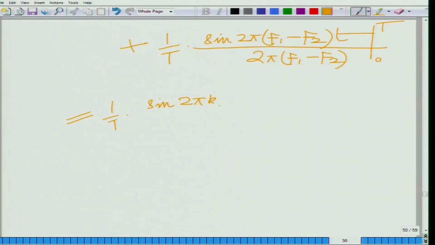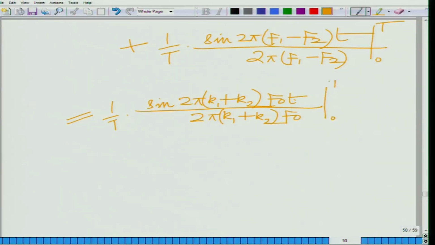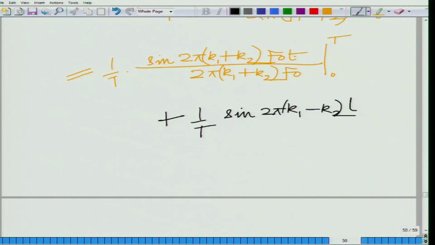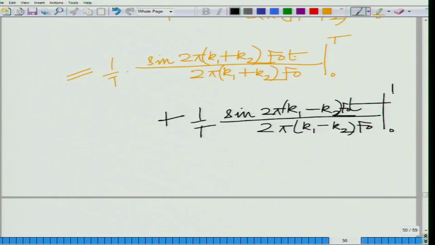So, that is basically 1 over T, sine 2 pi (k1 plus k2) f naught T divided by 2 pi (k1 plus k2) f naught, between the limits 0 to T, plus 1 over T, sine 2 pi (k1 minus k2) f naught T divided by 2 pi (k1 minus k2) f naught, from 0 to T.